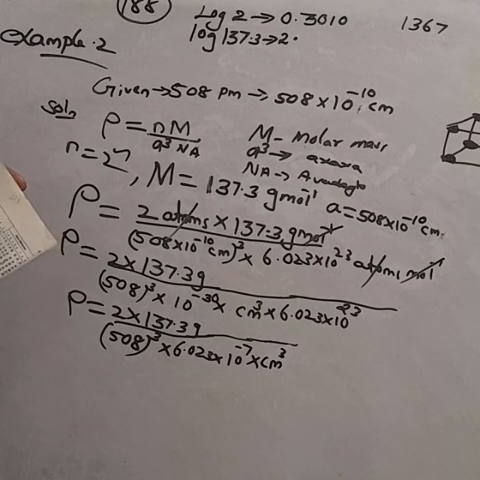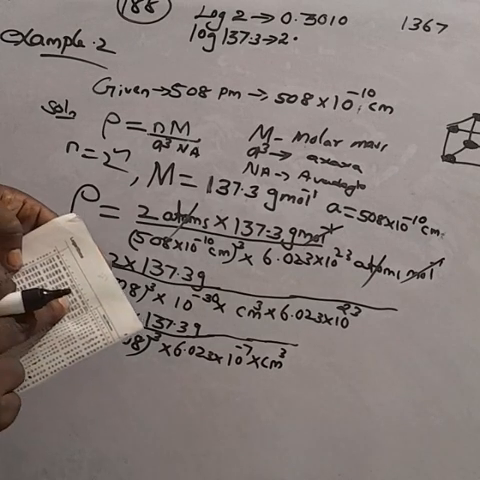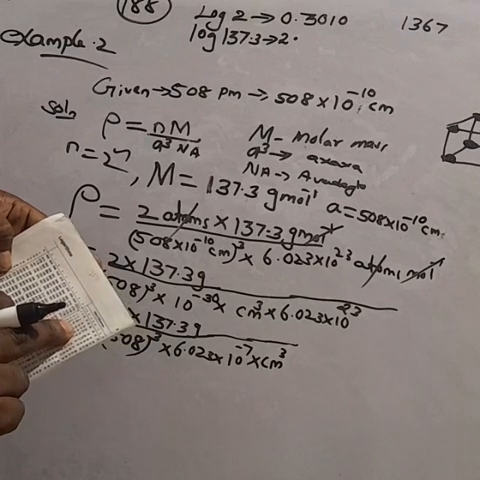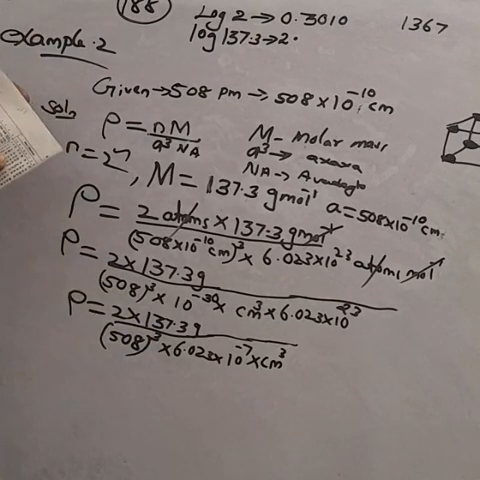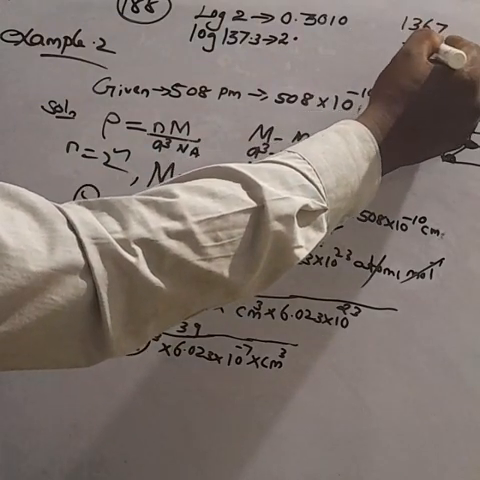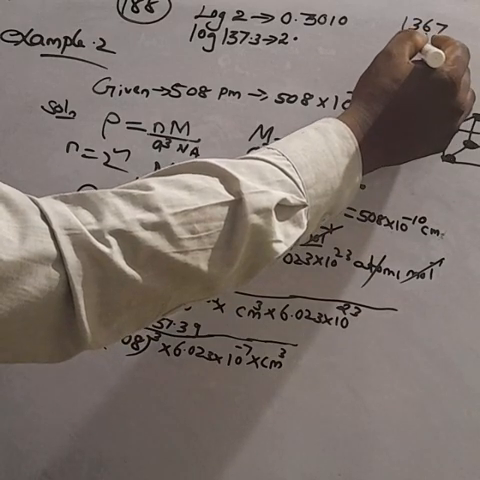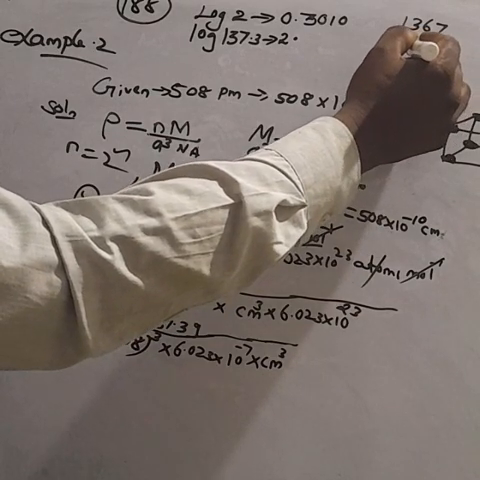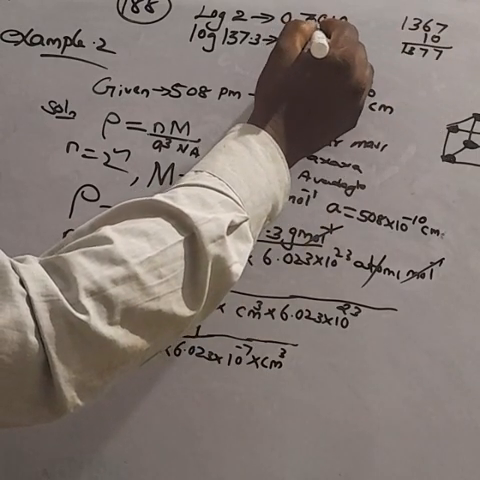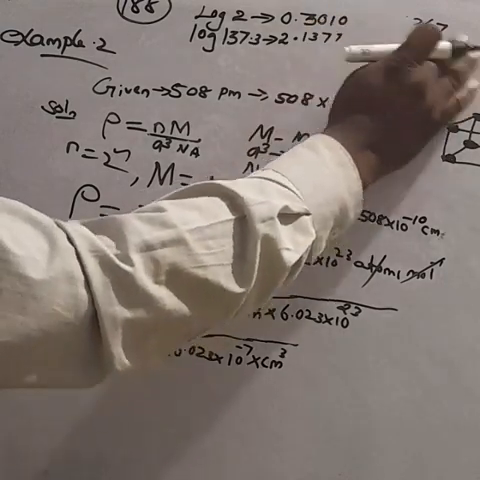Log of 13.7. Mean difference 3. Sorry, mean difference 3 means 10. So what's the answer? We are adding here, tens we are adding. 7 plus 0, 7. 6 plus 1, 7. Then 3, 1. So what's the answer here? 1, 3, 7, 7. Am I right?